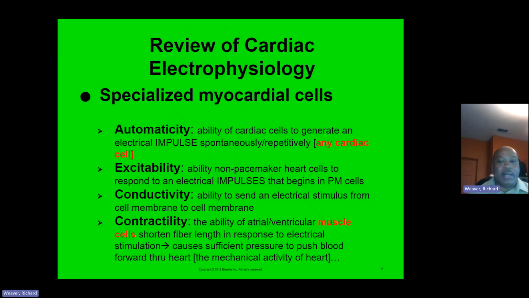So when stimulated by electrical impulses from pacemaker cells, the non-pacemaker heart cells become excited, right, and ready to initiate their own electrical activity. And this ability allows the heart's electrical signals to what we call propagate efficiently throughout the myocardium.